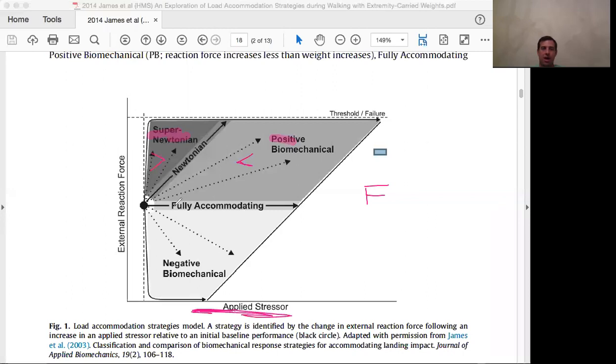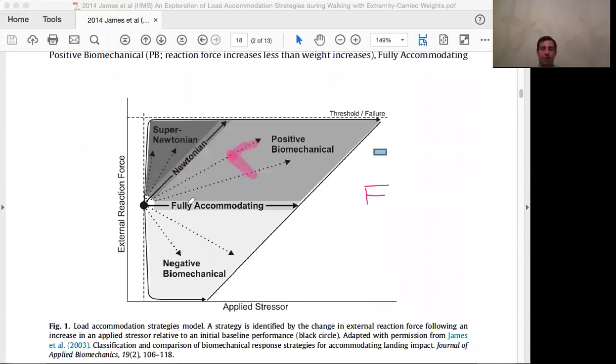I'll say, okay, I went over here, and here's my 89 newtons. I should be able to come up to that Newtonian model and say, okay, my external ground reaction force, which is the y, and so this is GRF ZP, should be, and I should be able to give you that answer, right? So what we're saying here is that the ground reaction force in the peak of this model in positive biomechanical is going to be less than that predicted, right?